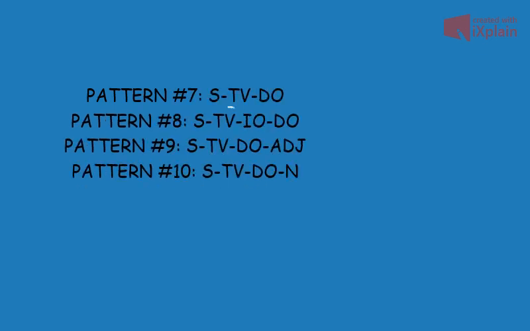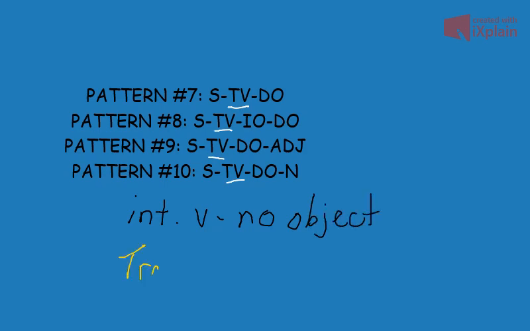Patterns 7 through 10 all contain a transitive verb. A transitive verb is an action verb that has an object receiving the action of the verb. Now notice a difference. The intransitive verb has no object receiving the action. The transitive verb has an object receiving the action.